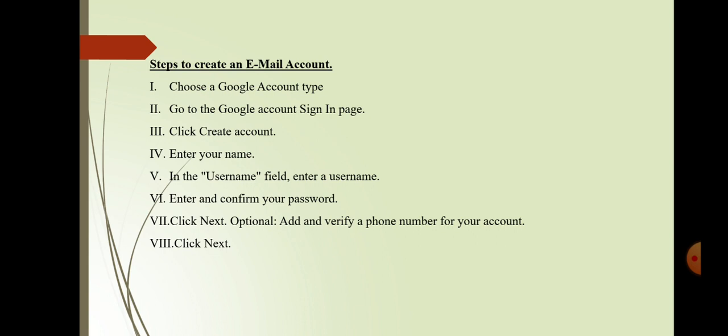If you want to create an email account on Gmail, what do you need to do first? You need to choose an account type. Go to the Google account sign-in page, click create account, enter your name, and in the username field, enter a username.